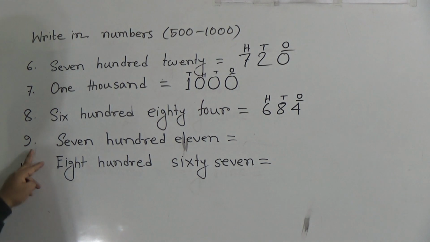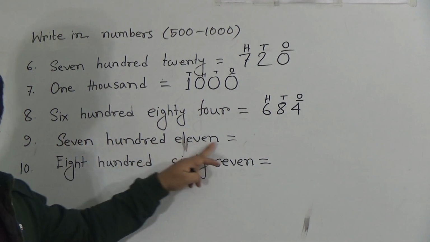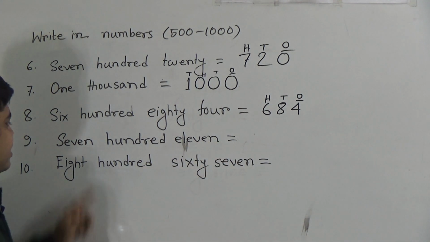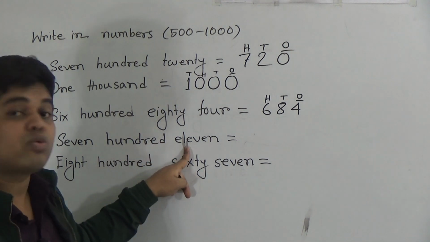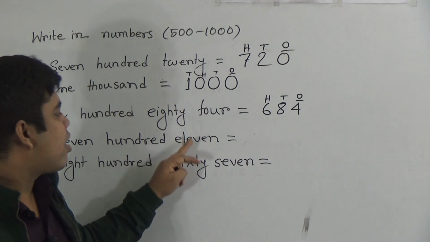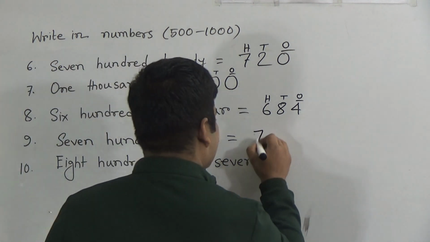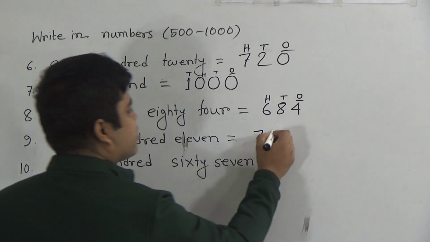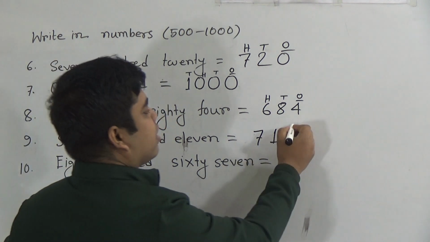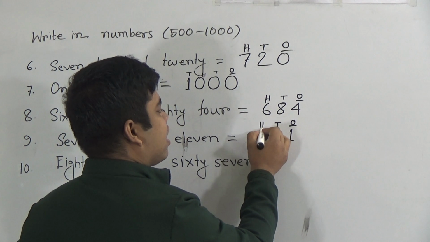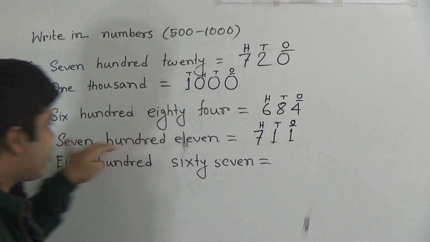Okay, next one 711. Notice here 700, that means the hundreds place is present, and 11, that means it has a tens place and a ones place also. So write 7 in the hundreds place and 11, so write 1 and 1. So it has a ones place, tens place, and hundreds place. So it is called 711. So our one is correct.